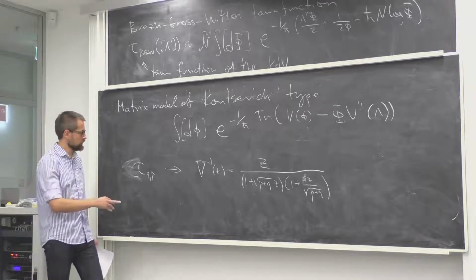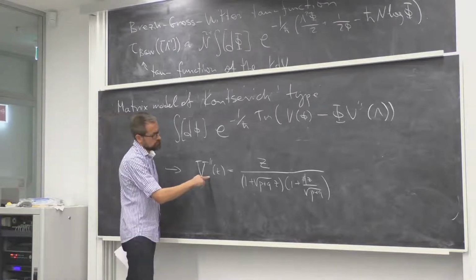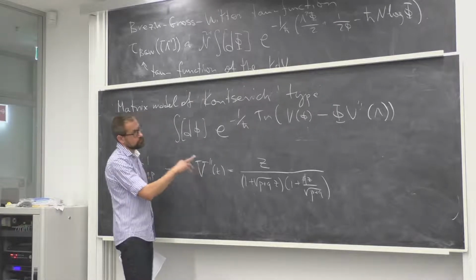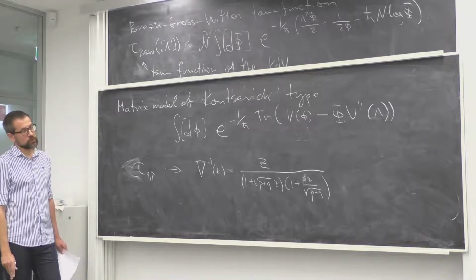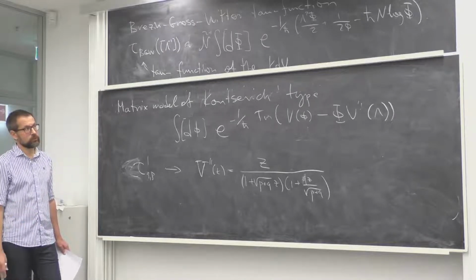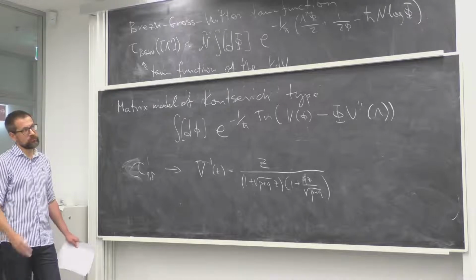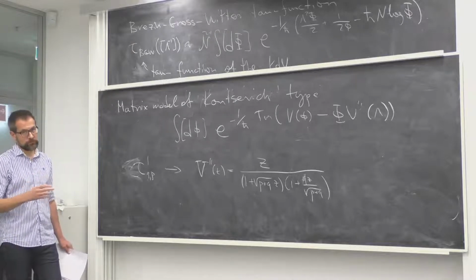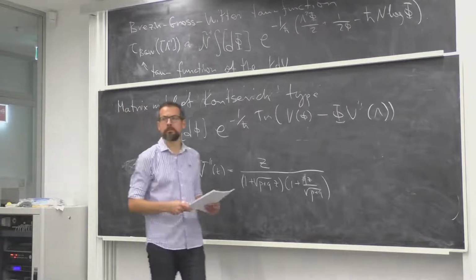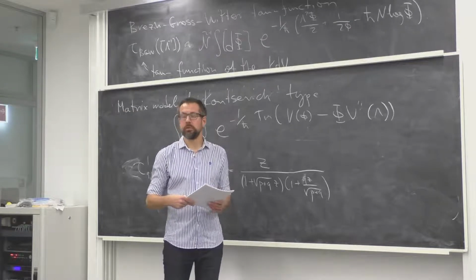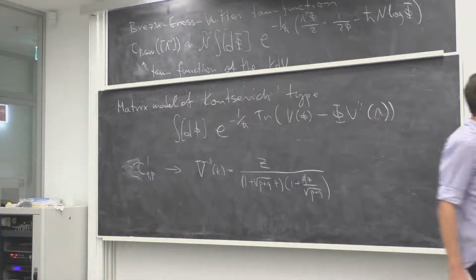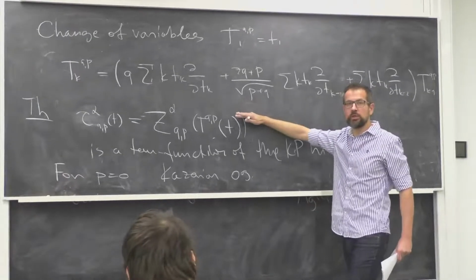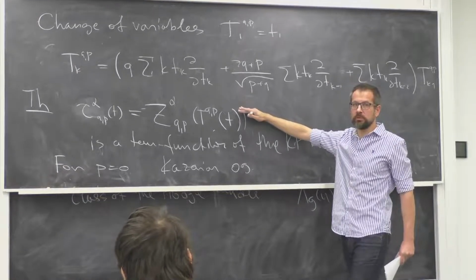So for general P and Q, the matrix model with this potential will give you the generating function of the intersection numbers of triple Hodge integrals with some additional kappa classes. Why is this expression not symmetric in P and Q? It's not symmetric, although the original definition was symmetric, because this change of variables is not symmetric. So to get the tau function, you need to apply this change of variables, and it's not symmetric.